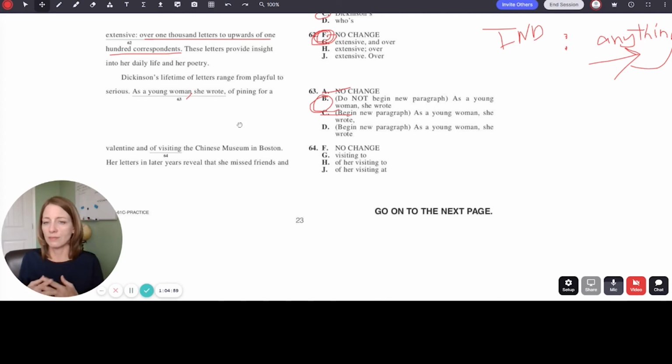She wrote of pining for a Valentine and of visiting the Chinese. So it's kind of like a prepositional idiom. That's just how we say it.